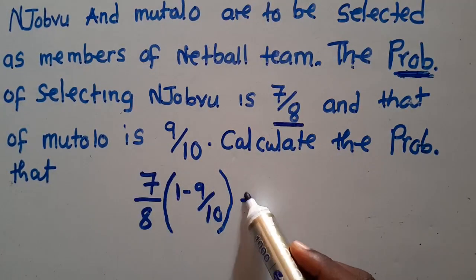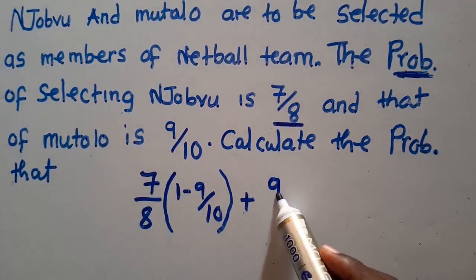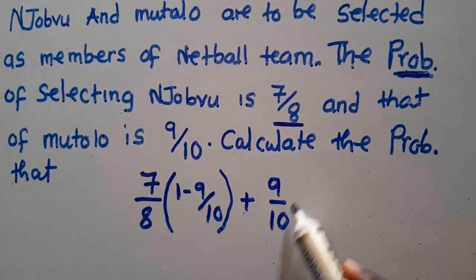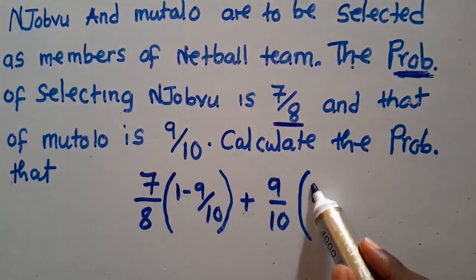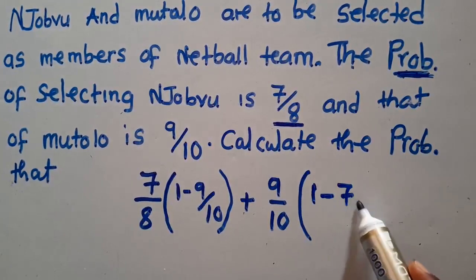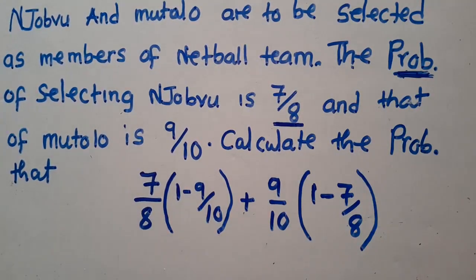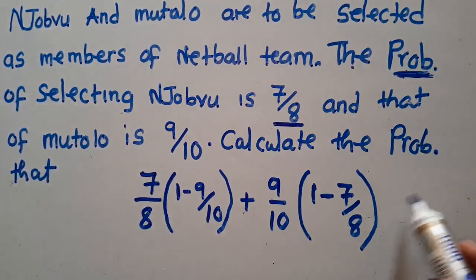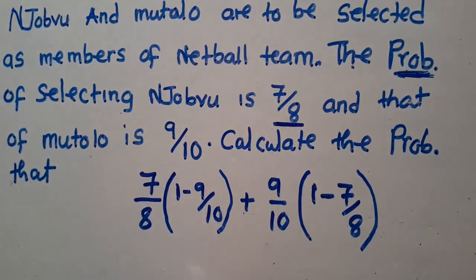You say plus. Now you go to Mutolo. What is the probability of selecting Mutolo? It is 9/10. Then what is the probability of not selecting Njovu? You say 1 minus 7/8. You know that the total probability should be 1. Have you seen the same way I've written? So if I was given a lot of members, I would have just been going like this. So this is the probability of selecting only one of them.